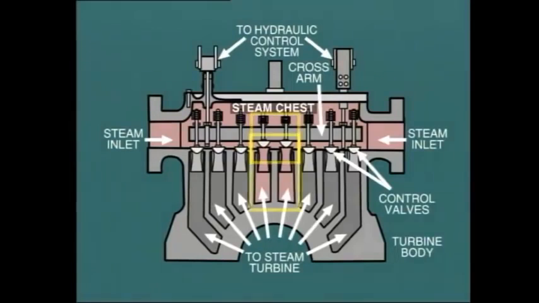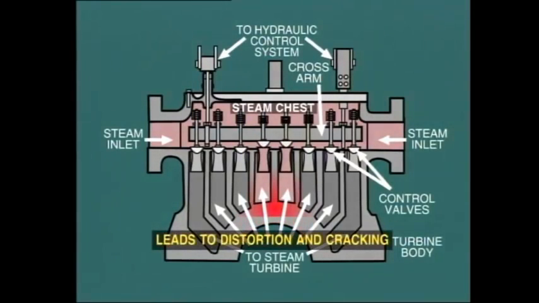For example, looking at this overhead steam chest, we see that each of the 8 control valves supplies steam to just a small arc of the admission nozzles. Consequently, with only 1 or 2 valves open, there would be a tendency for uneven heating of the turbine block. And this could perhaps lead to distortion and eventual cracking of the metal.